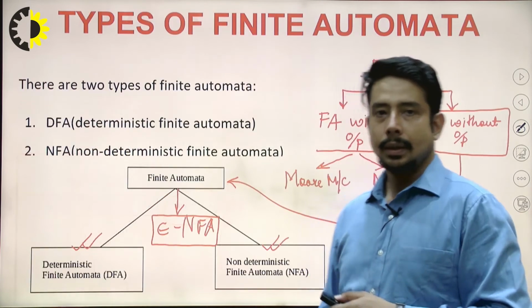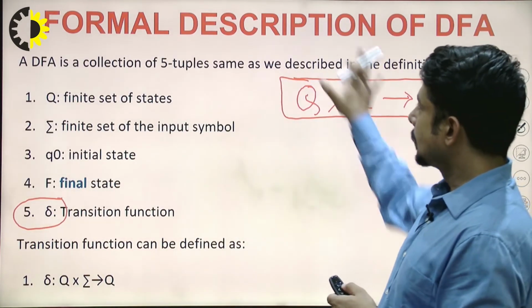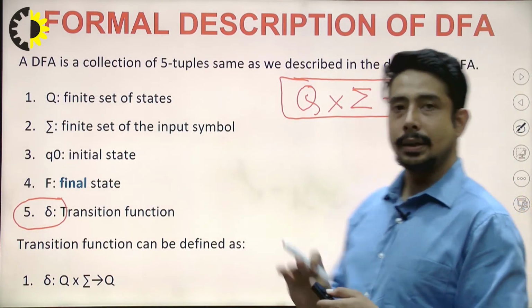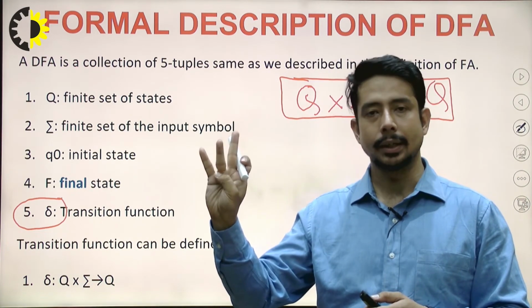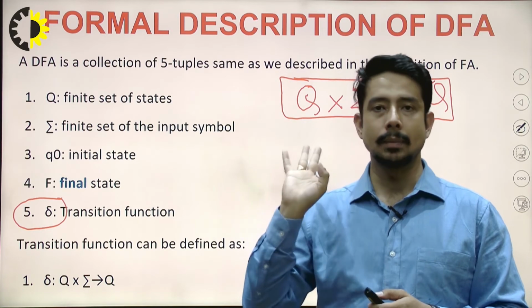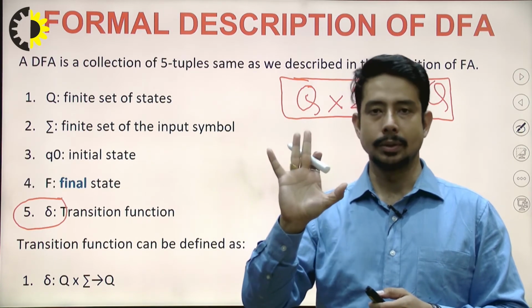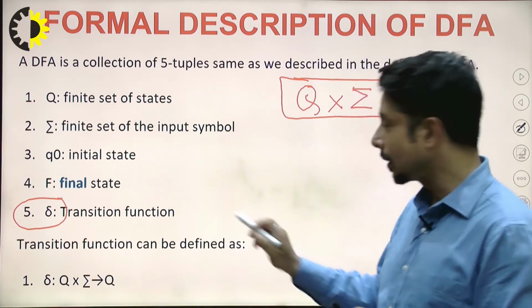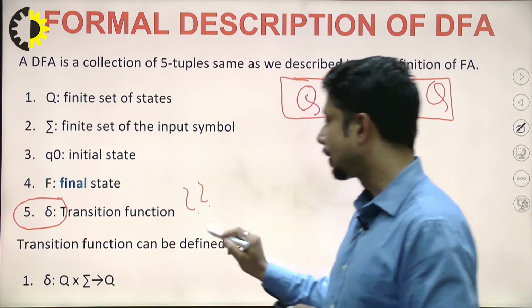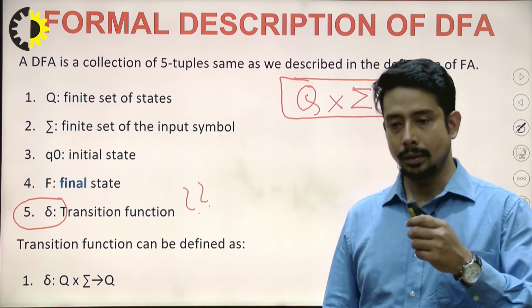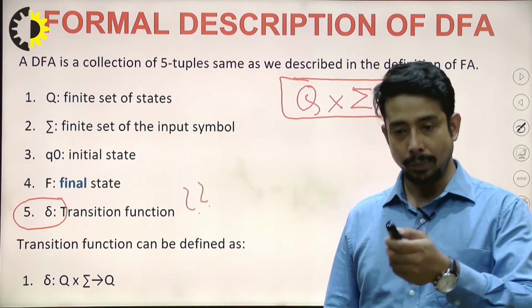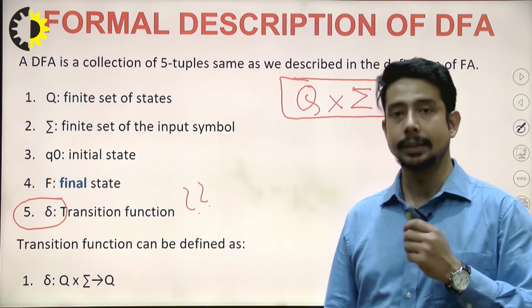Clear? So now we have understood the formal description of DFA. The same goes with NFA also. NFA, DFA, finite automata, epsilon NFA, all have the same formal description, 5 tuples only. Only the difference occurs in the transition function. So this is a very important question from the MCQ point of view, from the competitive exams point of view, from your final exams point of view.